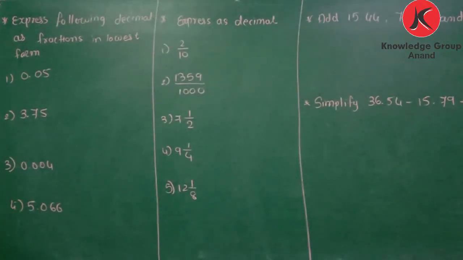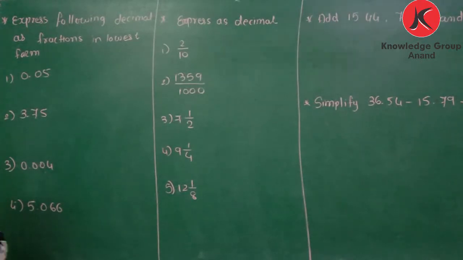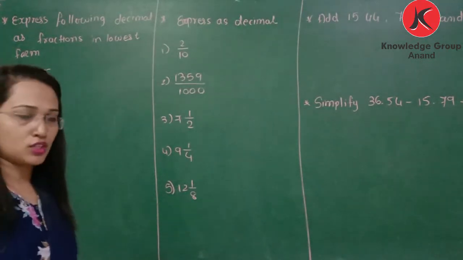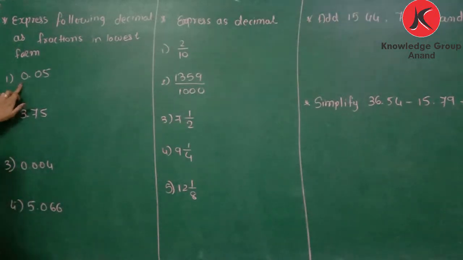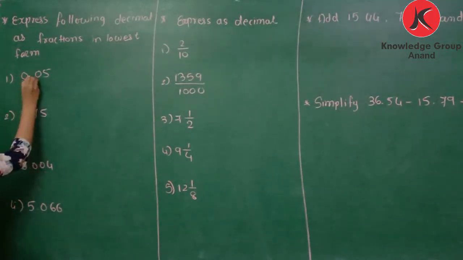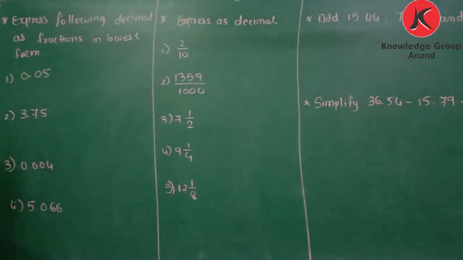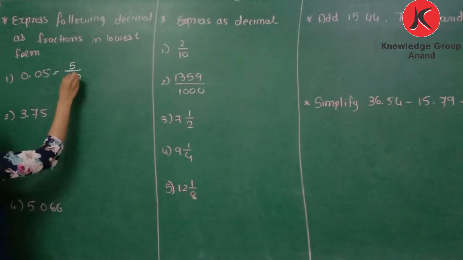Now after that we learn about converting a decimal into a fraction, also in the lowest term. A decimal is converted into a fraction and a fraction is converted into a decimal. Here the first example is 0.05. Now how can we write it as a fraction? After the decimal point there are 2 digits, which means you need to write 100 in the denominator. So as a fraction we can write it as 5/100.